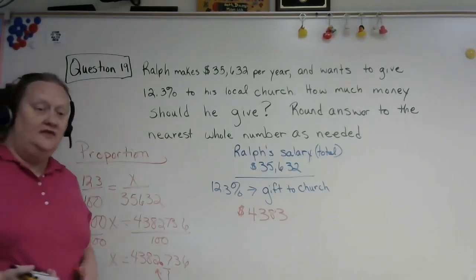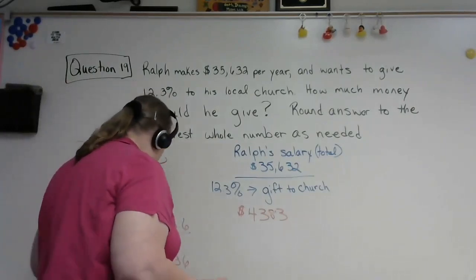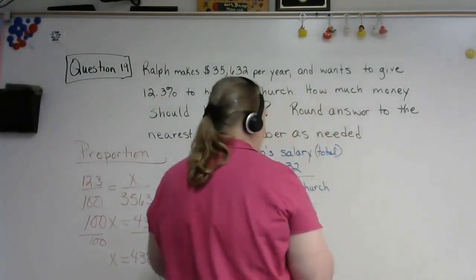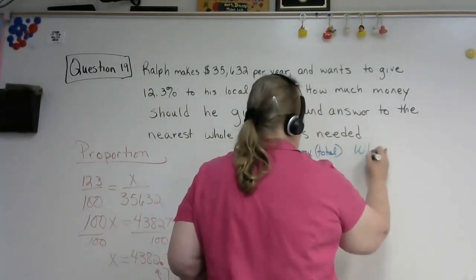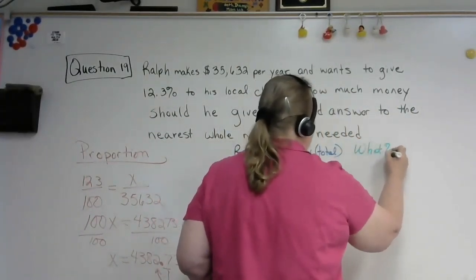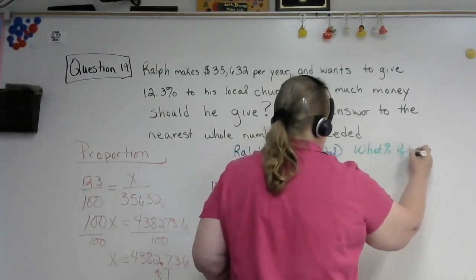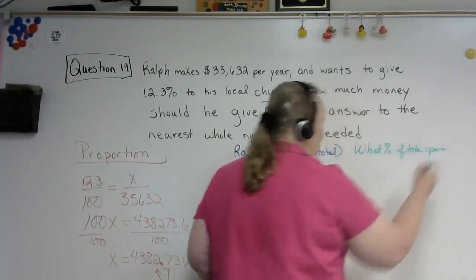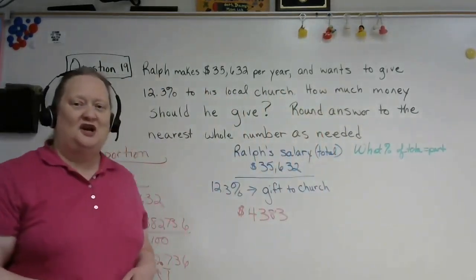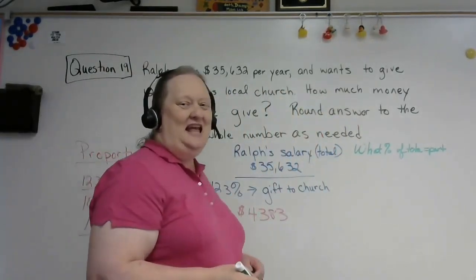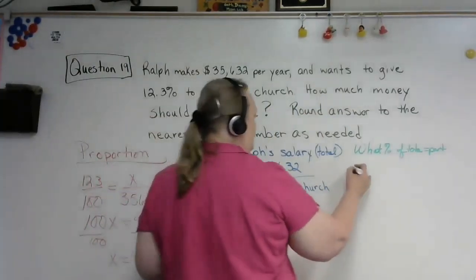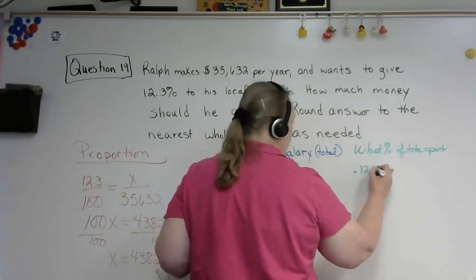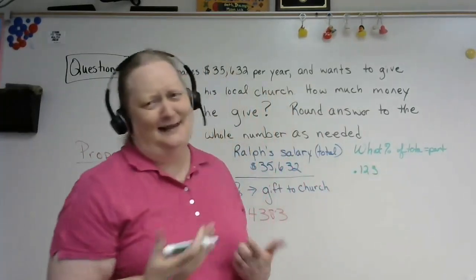Now let's do it with the, if I can find a color pen to change colors here. We're going to do it with my what percent of the total equals the part. And I'm still squishing it over here on this other side, but we're good. So what percent? So that's my percent. And I'm going to go on and write that as the decimal, 0.123.